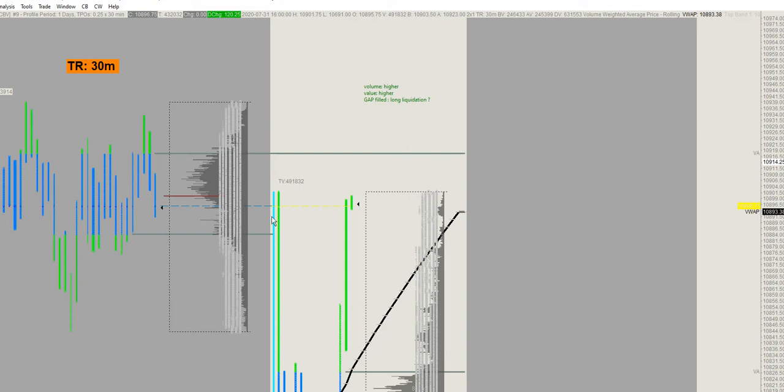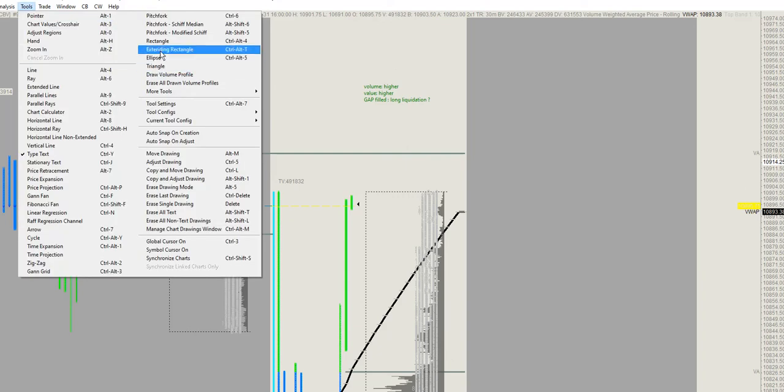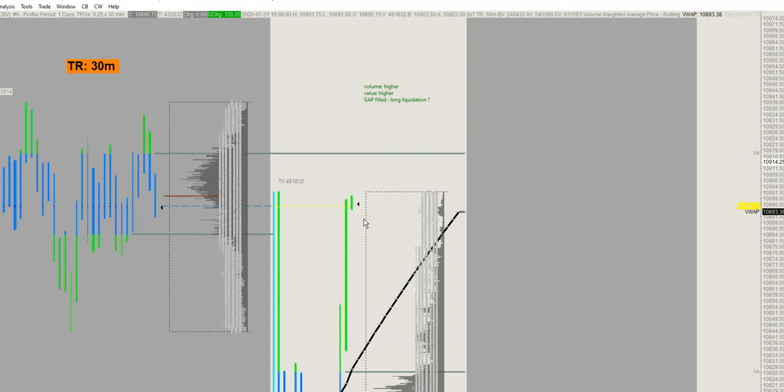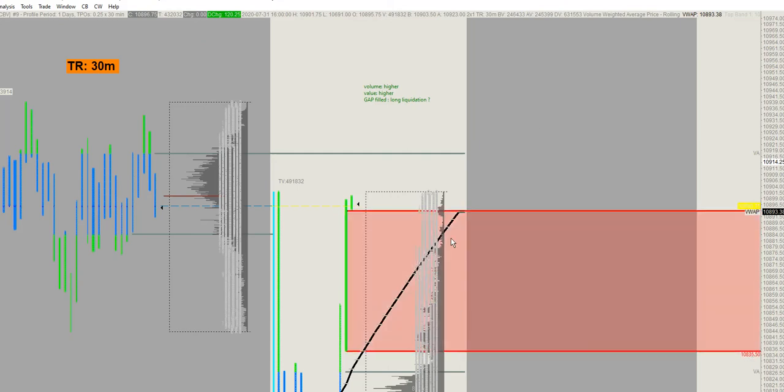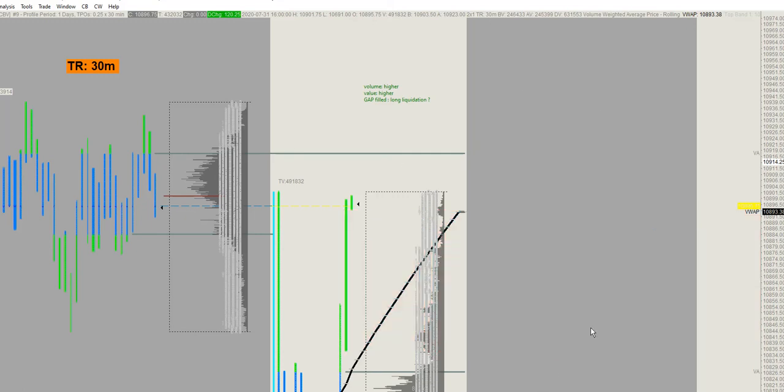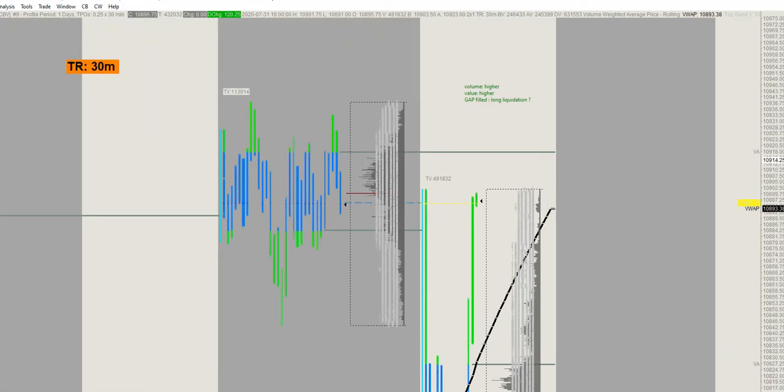And I wouldn't be surprised if, let's say, we don't have a gap up, that the market just comes and rotates in this area at the beginning and then looks to trade higher. That's just my quick analysis of what I could expect.